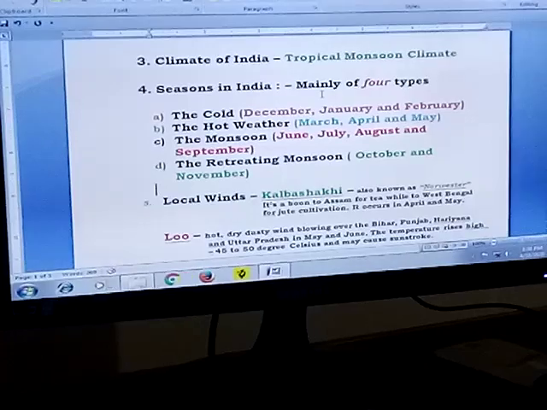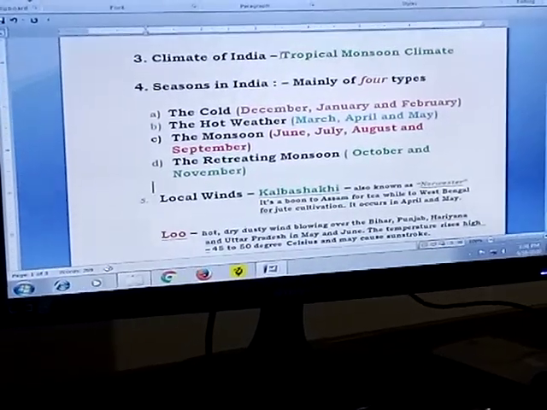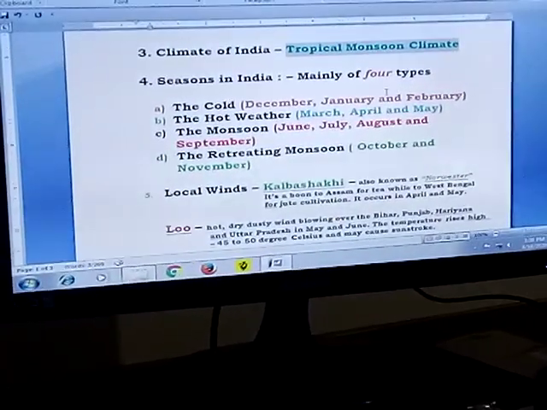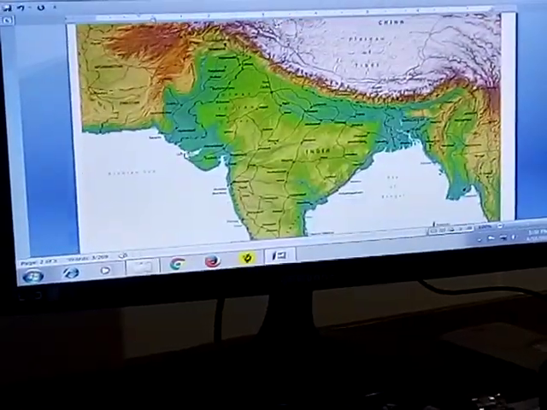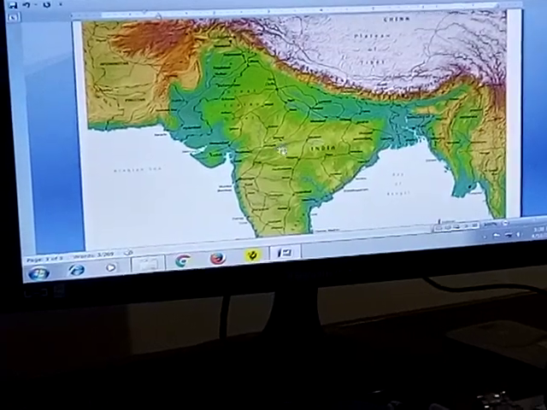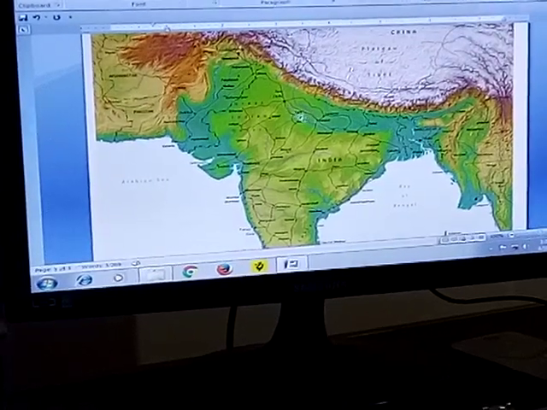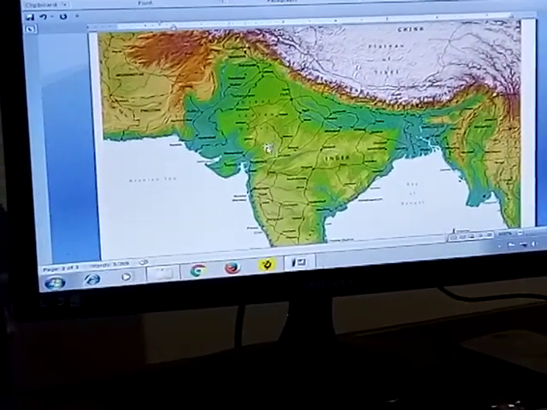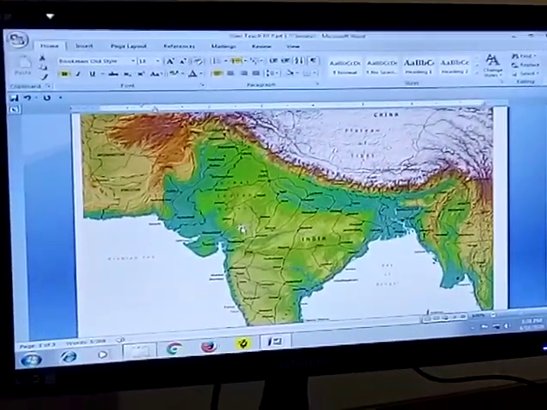Now, again, the climate of India, in one statement we said, is the tropical monsoon climate. It is mainly because the Tropic of Cancer passes through the middle of India. So that determines that more or less all over India there is a unified, same kind of temperature. It is a monsoon-fed climate in India.